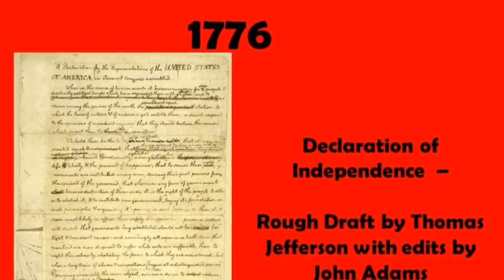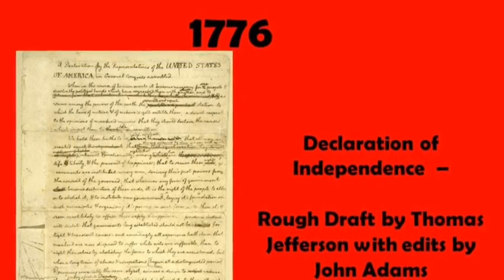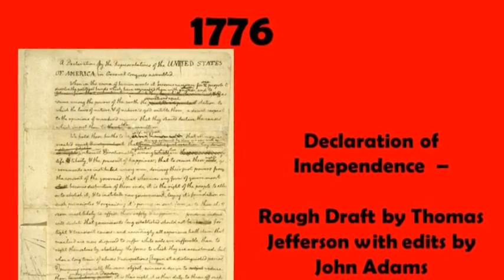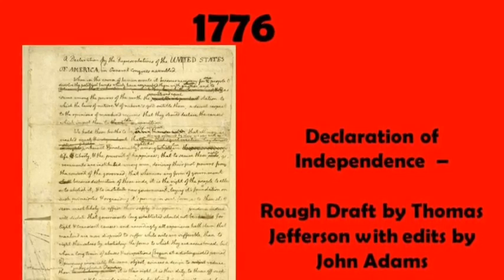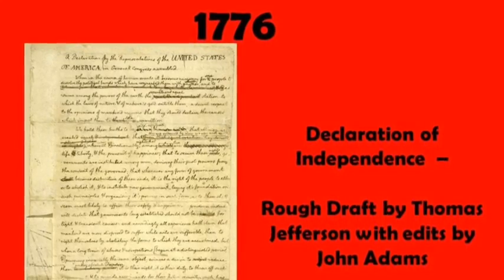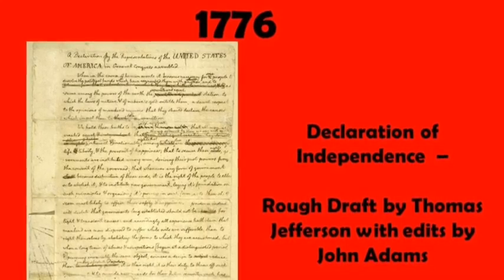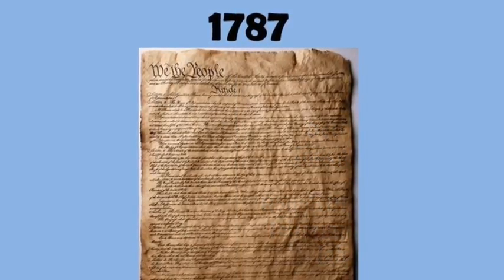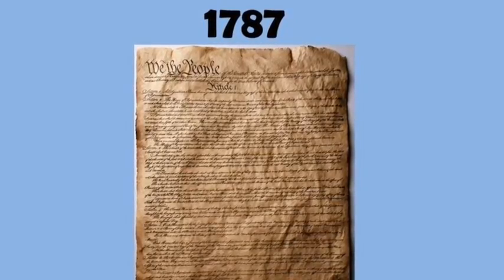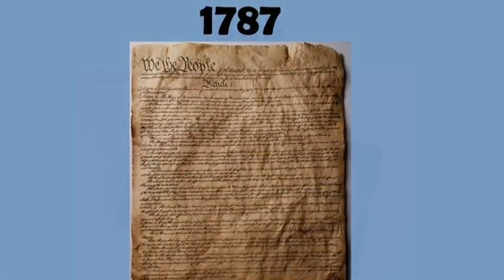Now, the date that's significant to know during the Revolutionary period is 1776, and that is the date that the Declaration of Independence was signed, creating the United States as an independent country. Now, that was not the plan or the blueprint of the government that we created. That came years later in 1787 with the writing and ratification of the United States Constitution.